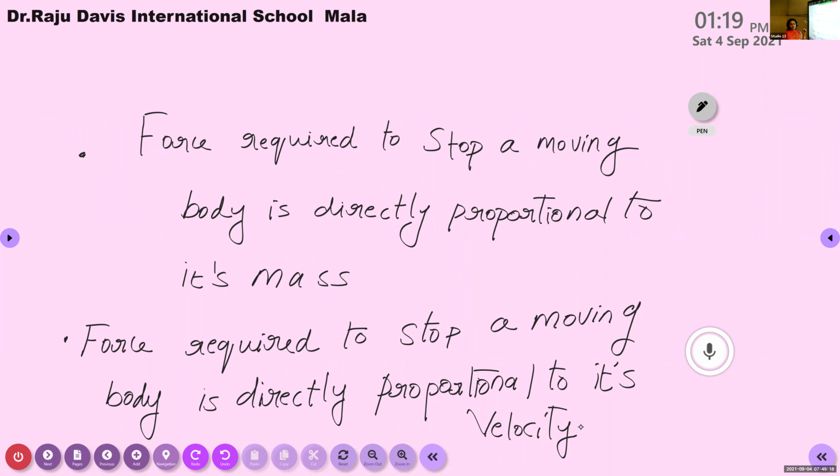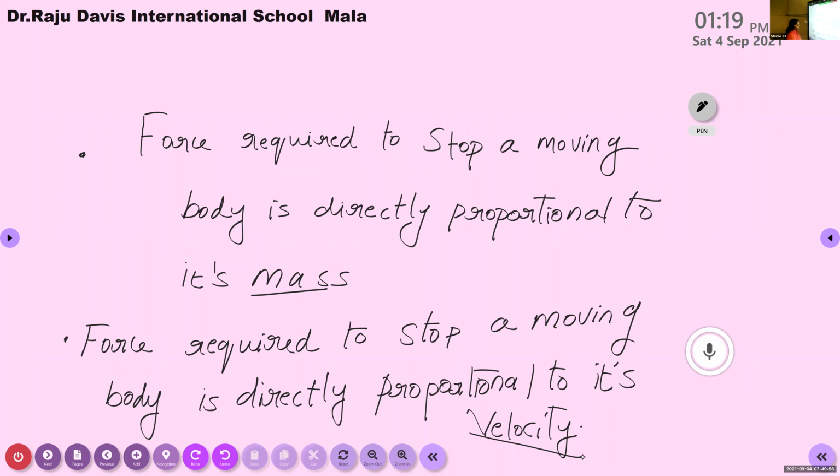Okay. So from these two observations, it is clear that there is a quantity of motion that is directly proportional to mass and velocity. There is a quantity of motion that depends on the mass and velocity of a moving object. That quantity of motion is known as momentum.